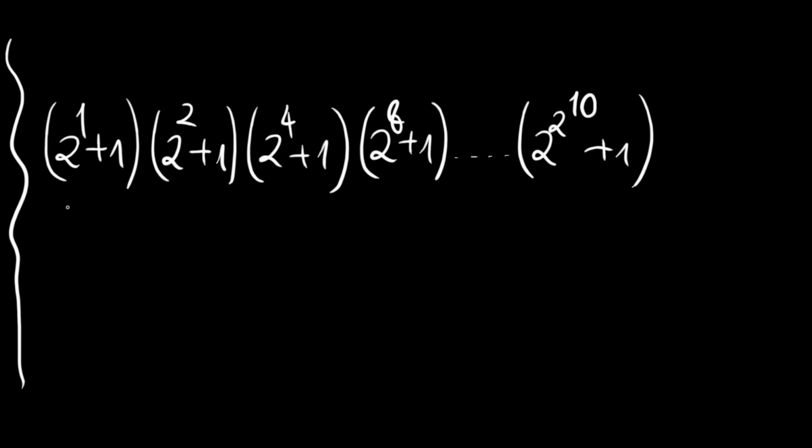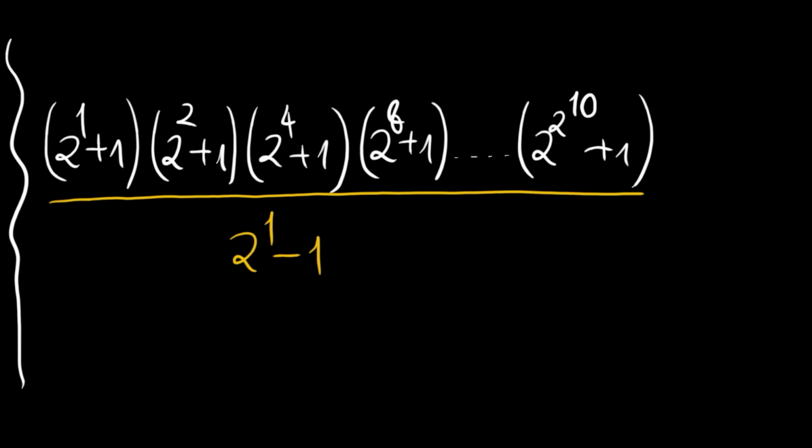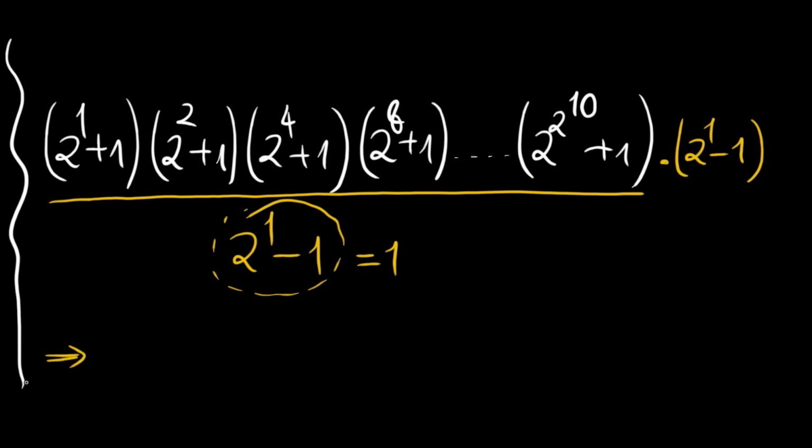We have a trick. We will multiply and divide this by 2 to the first power minus 1. This is for using the difference of two squares. Let me show you. The denominator becomes 1, and doesn't matter now. This is 1 already. We will first multiply 2 to the first power plus 1 by 2 to the first power minus 1, and from the difference of two squares, we will get 2 squared minus 1 from the first multiplication, and the rest is the same now.